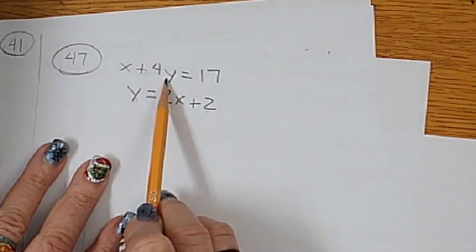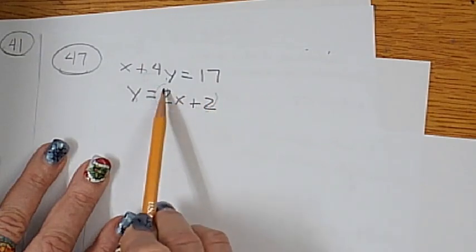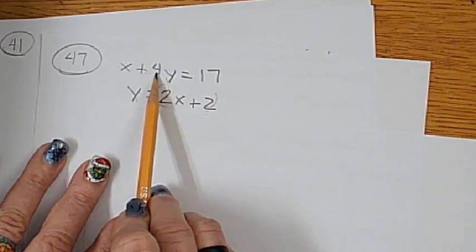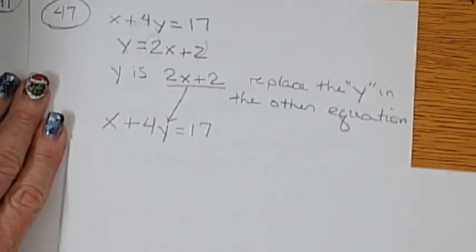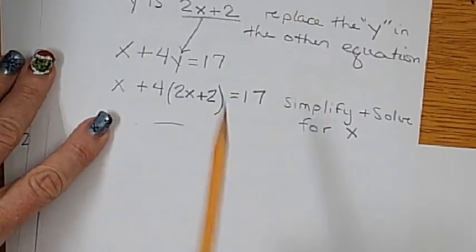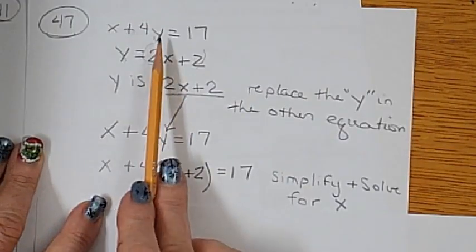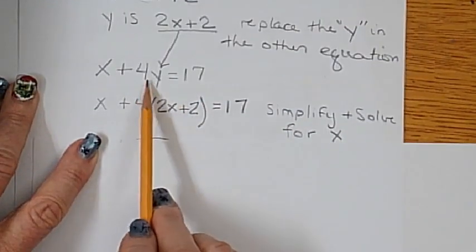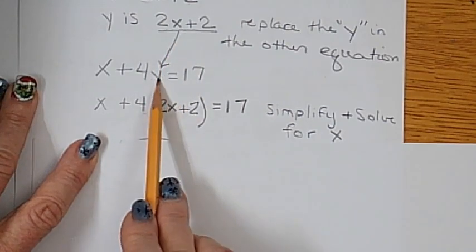So where the y is at in the other equation, I'm going to replace this and put this into that spot. So this is 4 times y, so now I'm going to go 4 times what y has become. I'm replacing this, the 2x plus 2, and I'm going to put it into this equation where the y is at. So I'm putting it right there. So it's 4 times y, so now it's 4 times what I just replaced the y with.